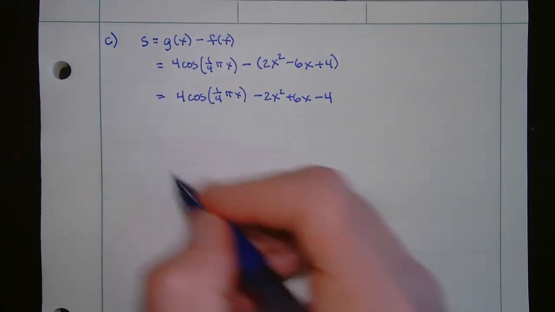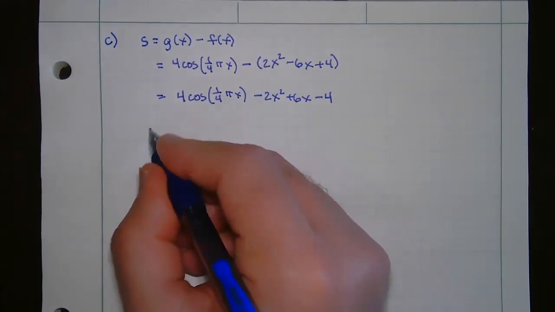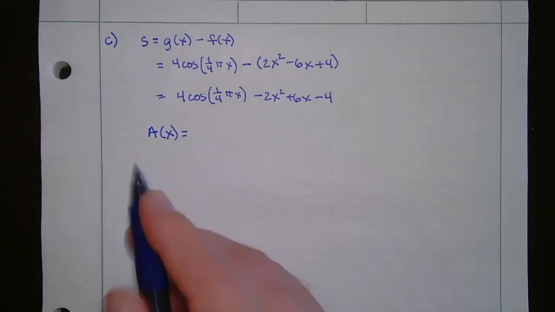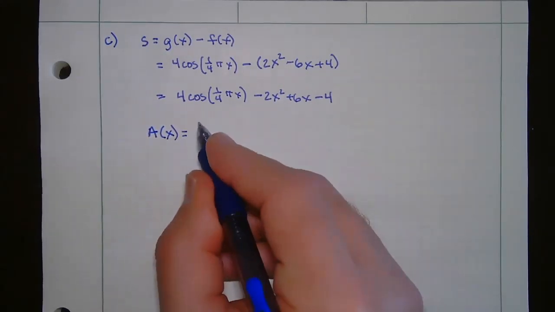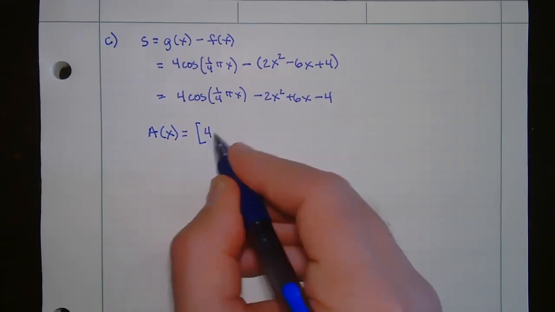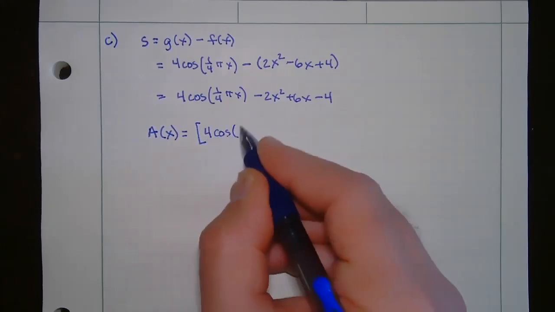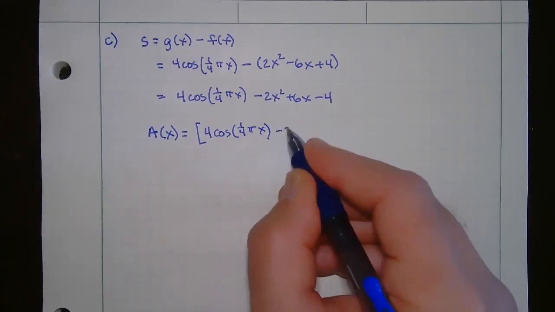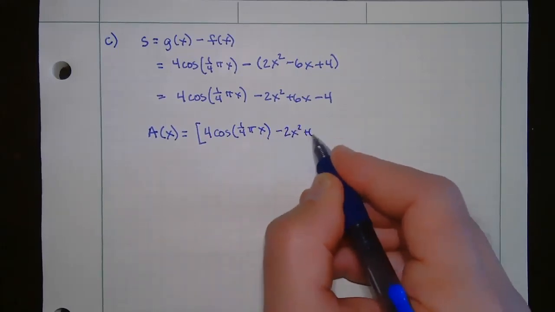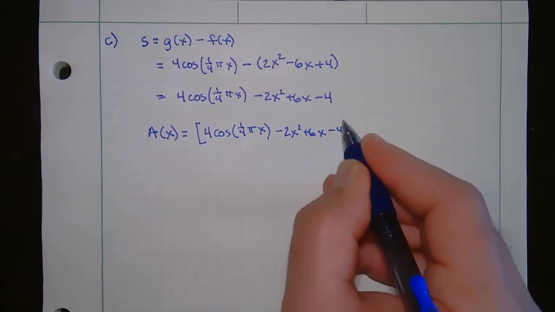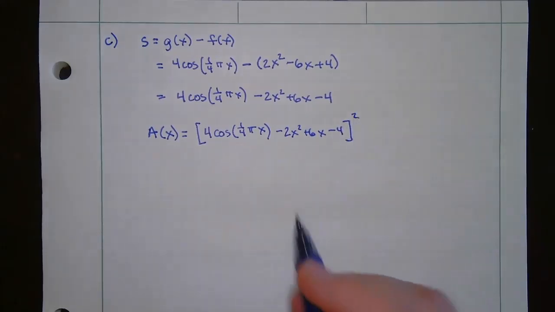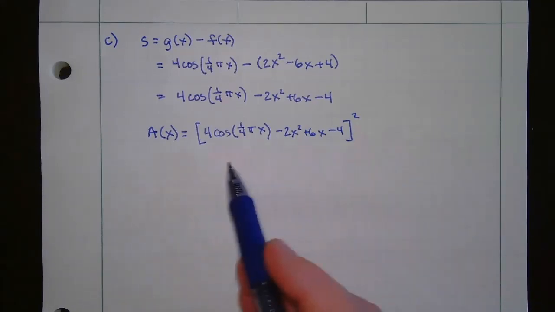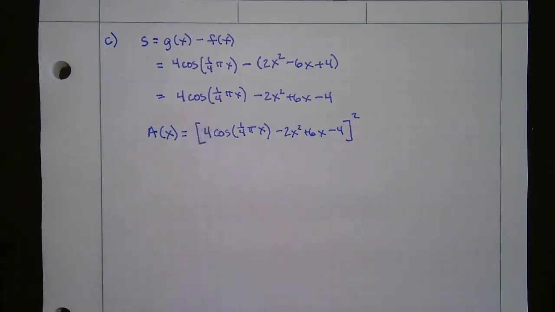So what's the area? Now this is a square, right? So the area in terms of x, A of x, would be 4 cosine of 1/4 pi x minus 2x squared plus 6x minus 4, quantity squared, because it's a square. So it's going to be side times side, which is side squared. That's why I'm squaring this side length.